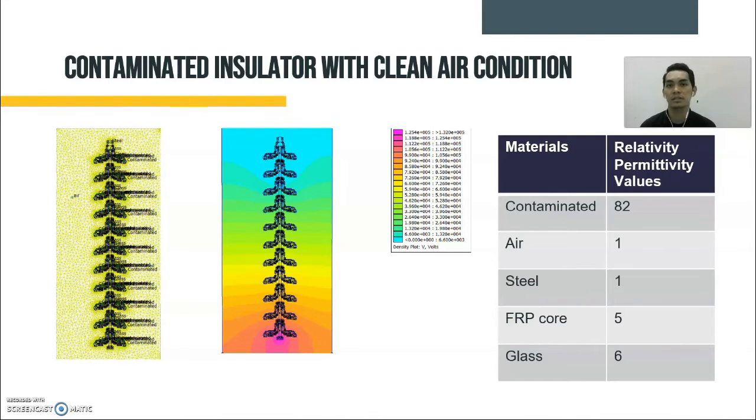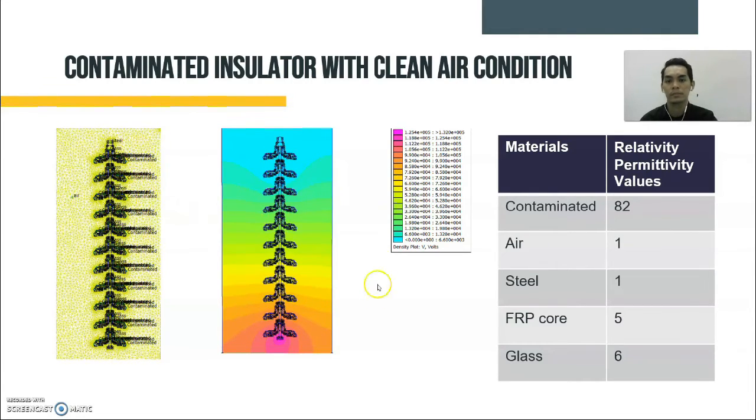Following the result of the normal condition, we make several conditions based on past research, which is a contaminated insulator with clean air condition. Each of the materials has a relative permittivity value. For contaminated it is 82, air is 1, steel is 1, FRP core is 5, and glass is 6. This is the result for the contaminated insulator using the meshing process, as explained in the previous part of the video.